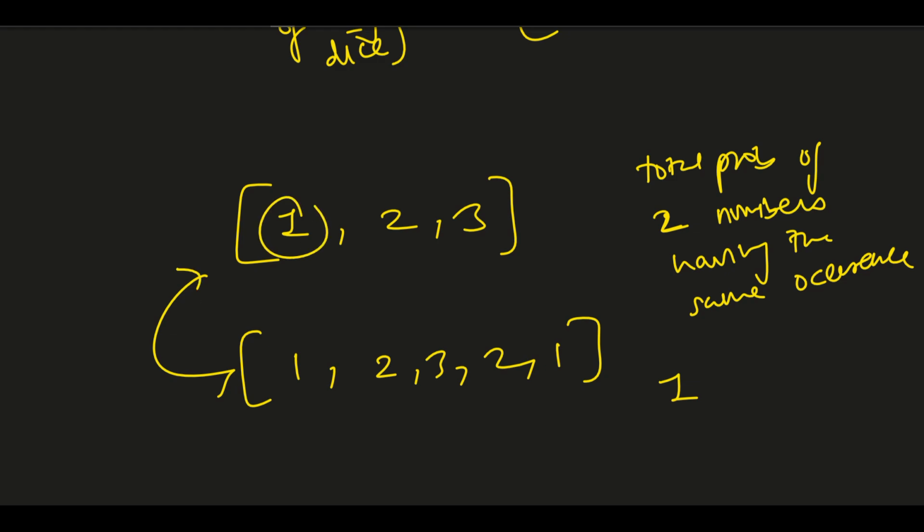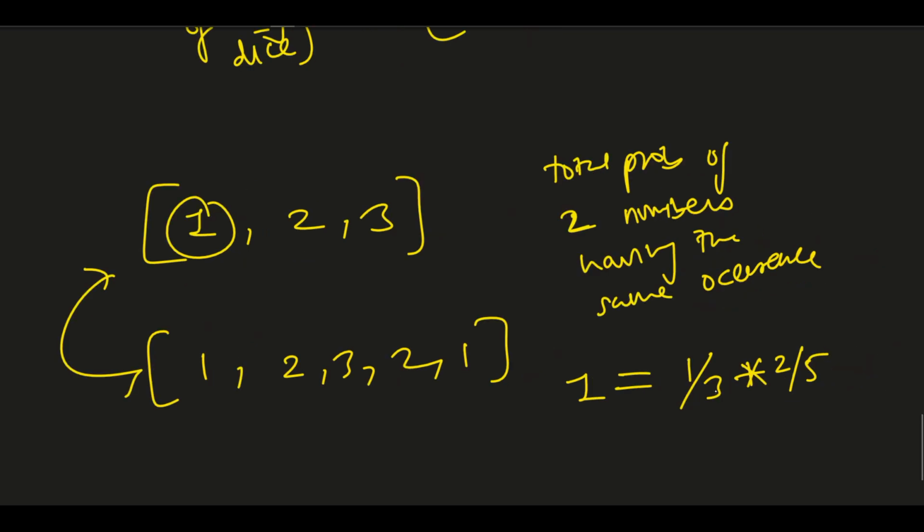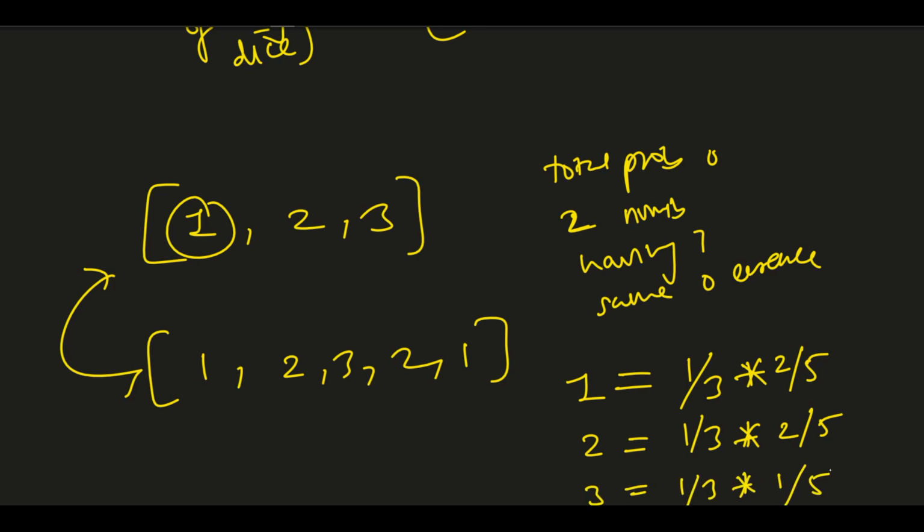What I will find is the probability of 1 in the first array. So 1 is appearing 1 time in the first array and 1 is appearing 2 times in the second array. So 2 by 5. Am I correct? For 2, 2 is appearing 1 time in the first array and 2 times in the second array. Now for 3, 3 is appearing 1 time in the first array and 1 time in the second array.